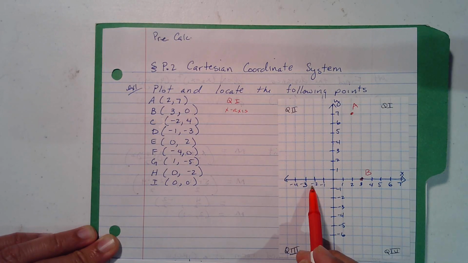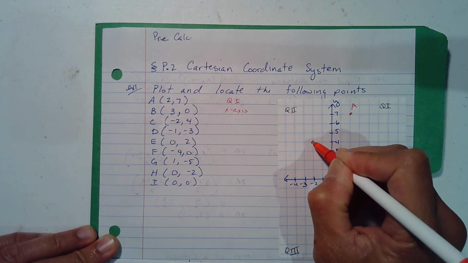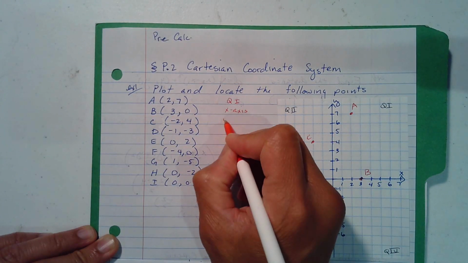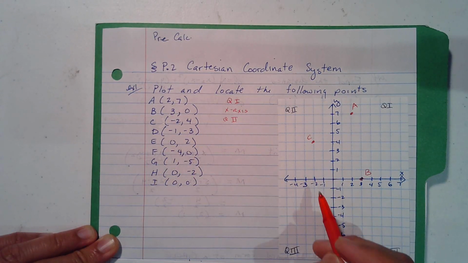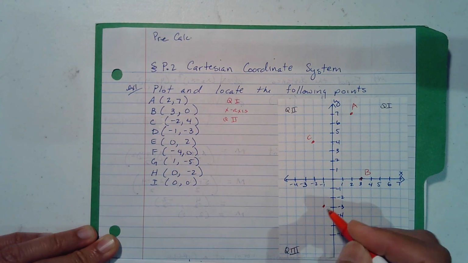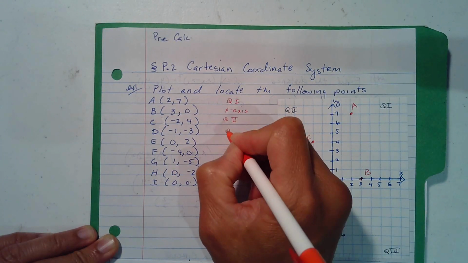C, (-2, 4). There is C, and this is in quadrant 2. (-1, -3). So that's coordinate D, and that's in the 3rd quadrant.